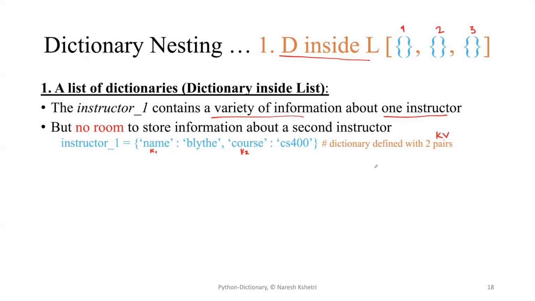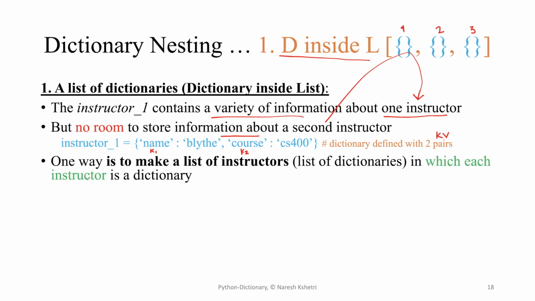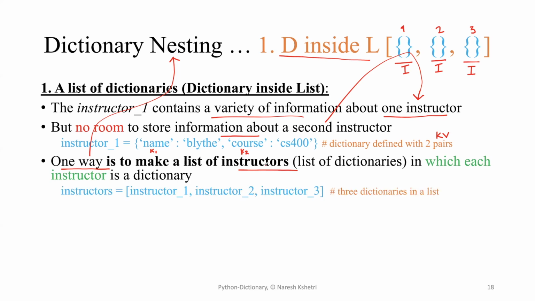But here there is no room to store the information about a second instructor, because we have used it to store the information about the first instructor. In that scenario, as you know, there are several ways of doing dictionary nesting. One way is to make a list of instructors, or a list of dictionaries, in which each instructor is a dictionary. So instructor 1 is a dictionary, instructor 2 is a dictionary, and instructor 3 is a dictionary. That means we have room for more than one instructor. So that's what we are trying to do. Here we make instructors, a list which contains the three dictionaries, as we have said: instructor 1, instructor 2, and 3.